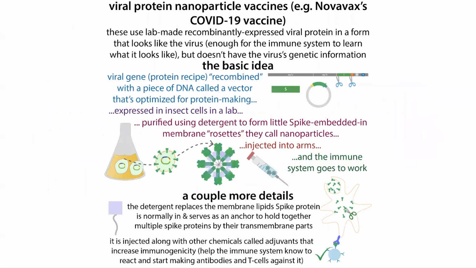And so with the Novavax vaccine, this is the strategy they use: using detergents to extract the coronavirus spike protein, which they express in insect cells. The insect cells make this protein and it gets embedded in the insect cell membrane. And then they purify it out of the membrane and make a vaccine out of it so that our immune system can learn to recognize it.